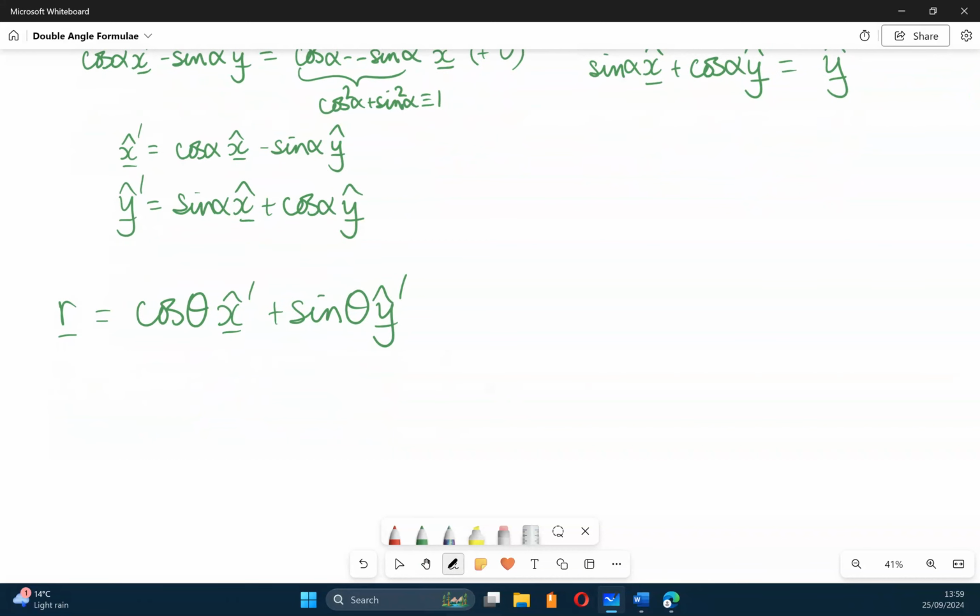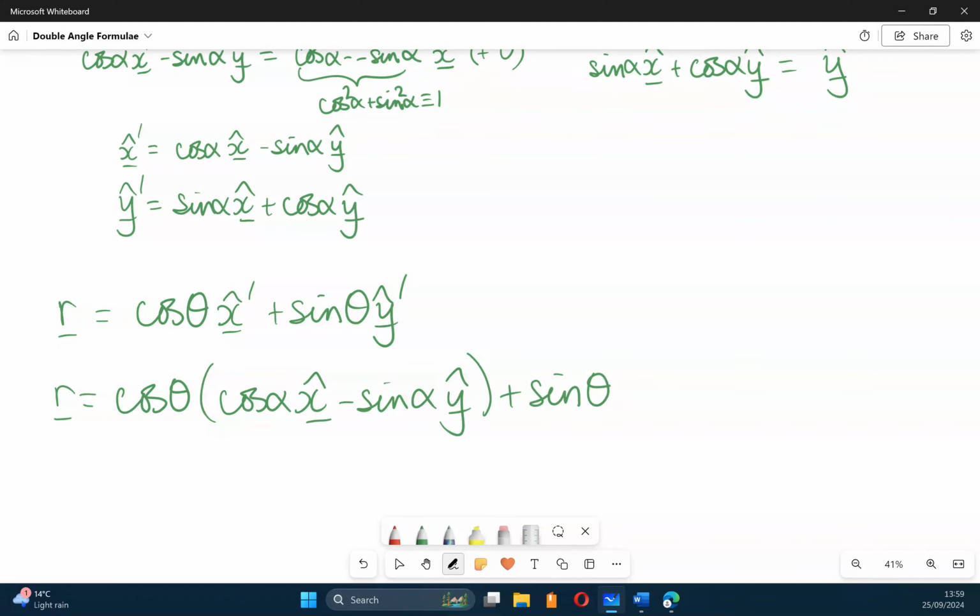And so what we get is that r is equal to cosine theta times (cosine alpha x hat minus sine alpha y hat) plus sine theta times (sine alpha x hat plus cosine alpha y hat).